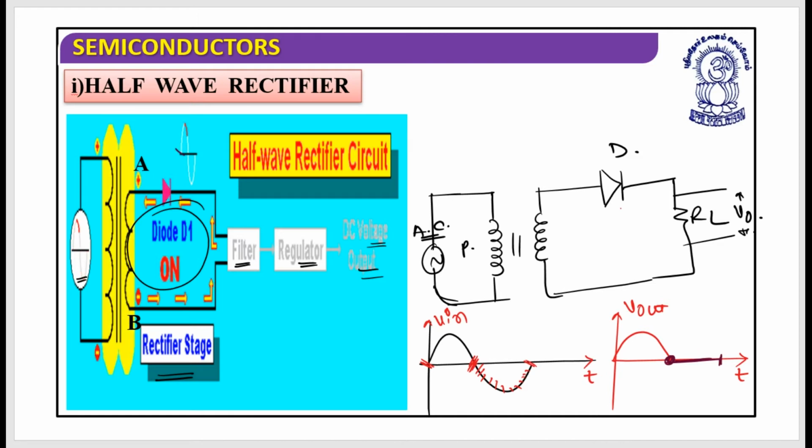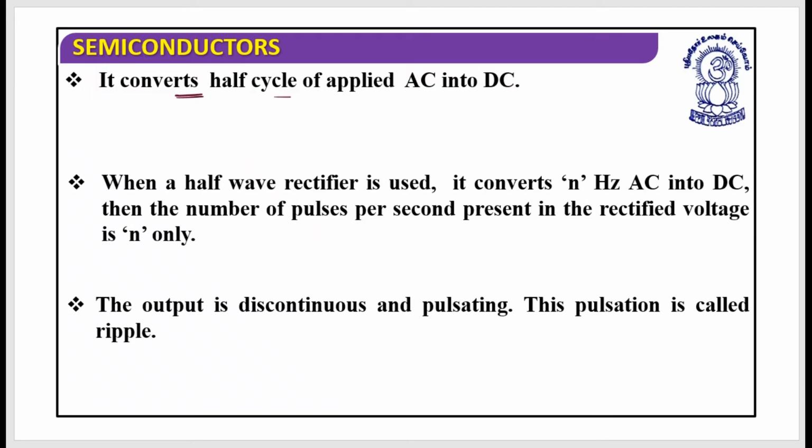As you can see, it conducts only up to this point, and it is off during this part, and if it is off, that means this path has been broken, and if this path has been broken, that means no output voltage would be available. I hope this is clear. Great.